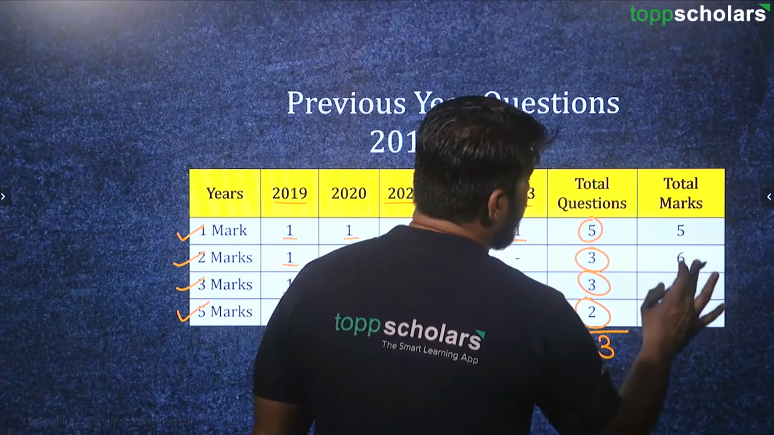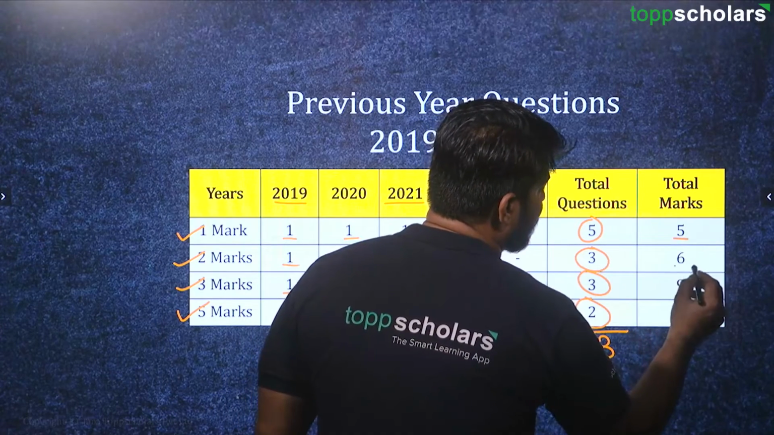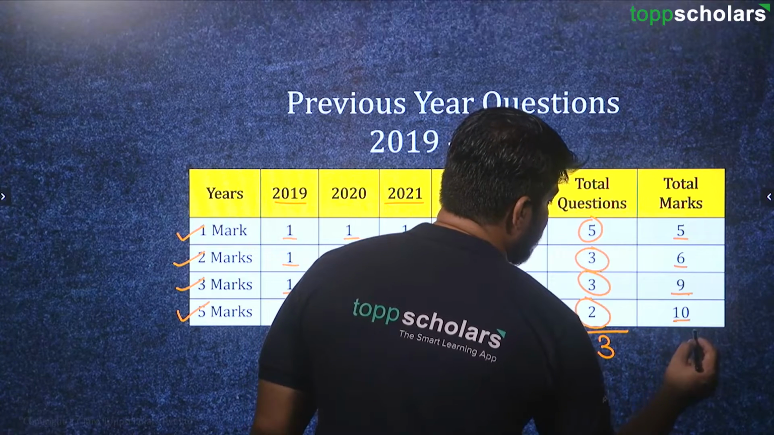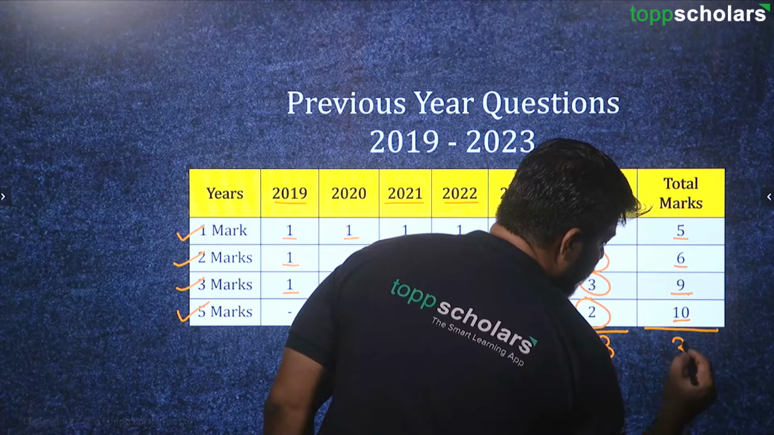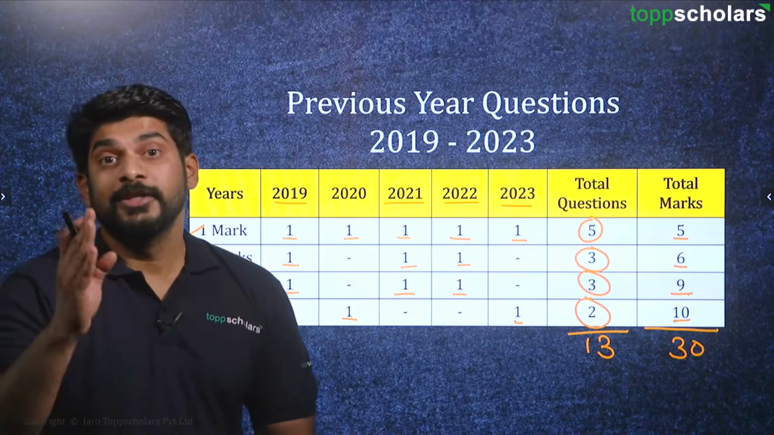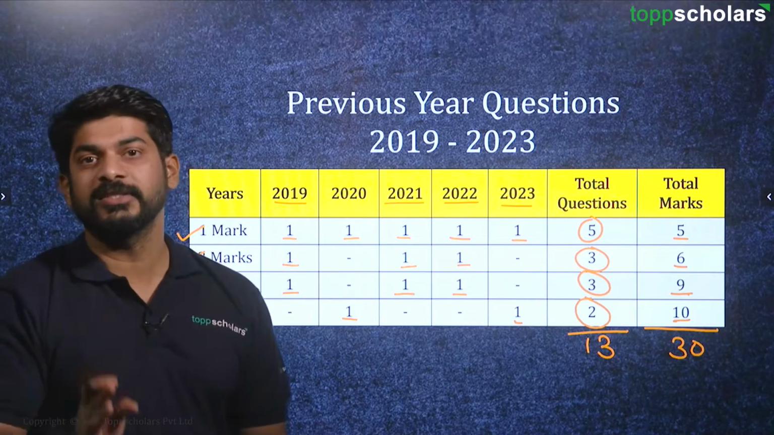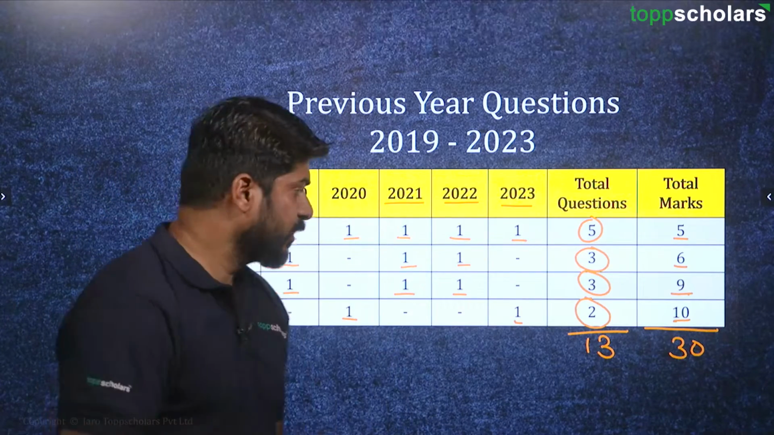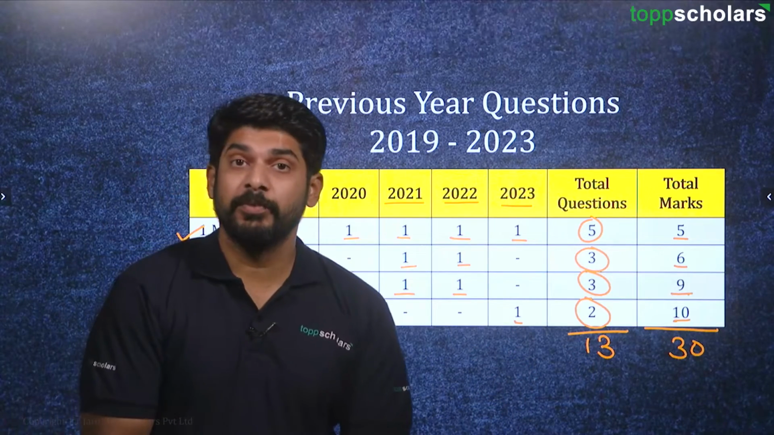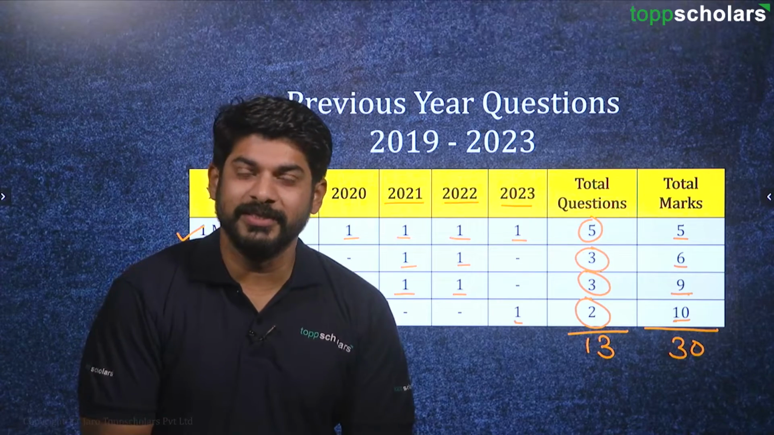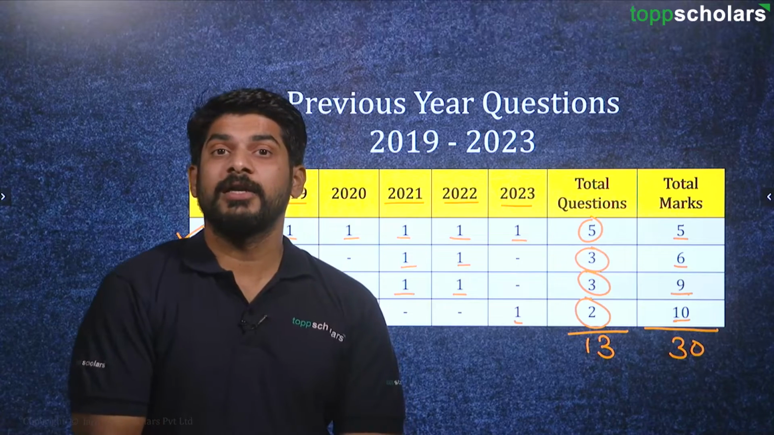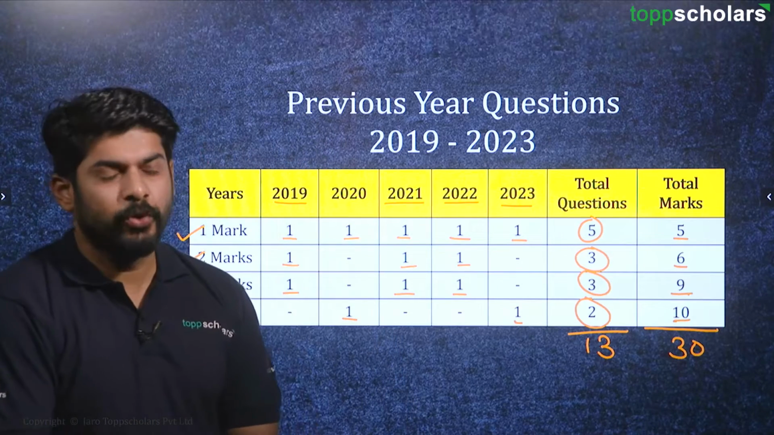And how many marks did they carry? 5 plus 6, 11, 11 plus 9, that is 20, and 20 plus 10, we have got 30 marks, right? So that means overall we have had 30 marks of questions asked in the last 5 years. We can see here a total of 13 questions were asked. That means this chapter carries a lot of marks, isn't it? And this chapter is definitely important for us if we are preparing for the 10th standard board examination.